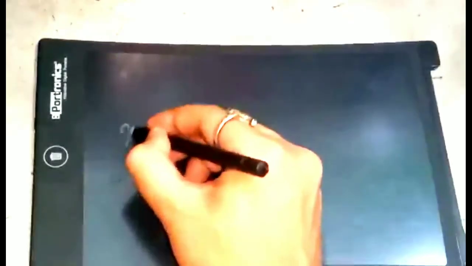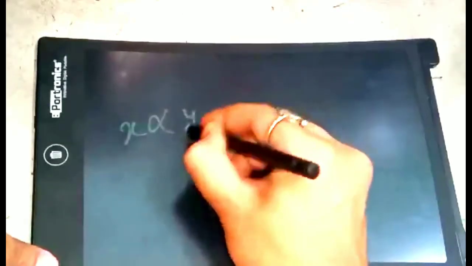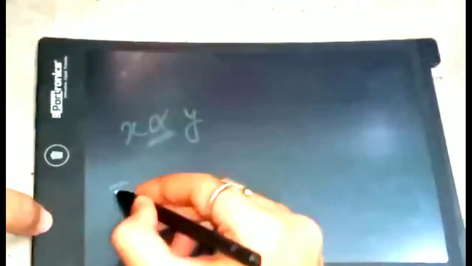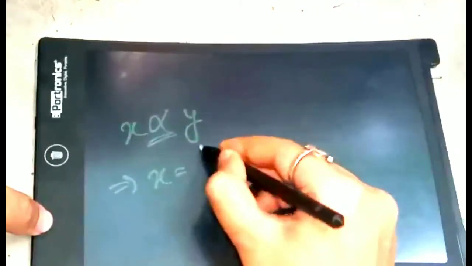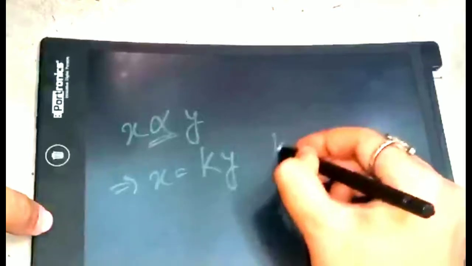Okay, so first you got the concept of direct variation. So how to write direct variation? We write direct variation in this way: x directly proportional to y. This is how we write direct variation. Now, this is called the proportionality sign. When we remove the proportionality sign, we write x equals k times y, where k is the constant.